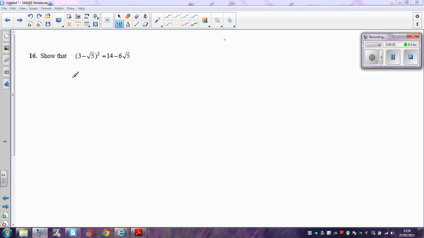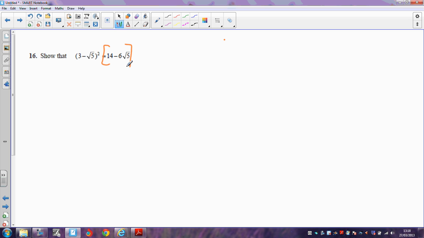Okay, this is a show that question, so be careful. Don't use the right-hand side yet. What you're going to do is start with the left-hand side, so (3 minus root 5) squared, and remove the brackets and show that the answer that you get should be 14 minus 6 root 5.